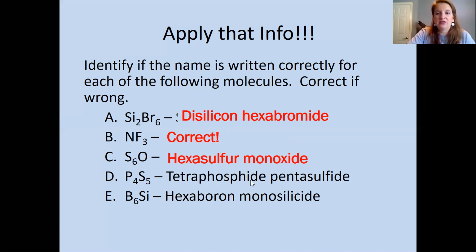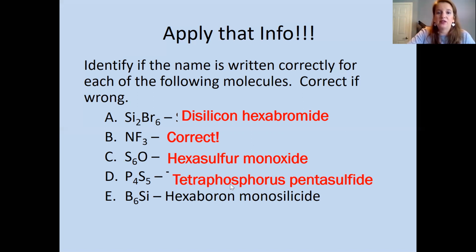P4S5, is that tetraphosphide pentasulfide? Well, there are 4 phosphorus and 5 sulfurs, but this is not right. Look carefully at this first name, tetraphosphide. We only use "ide" on the second element, not on the first, so this should be tetraphosphorus pentasulfide. We only change the ending on the second name.